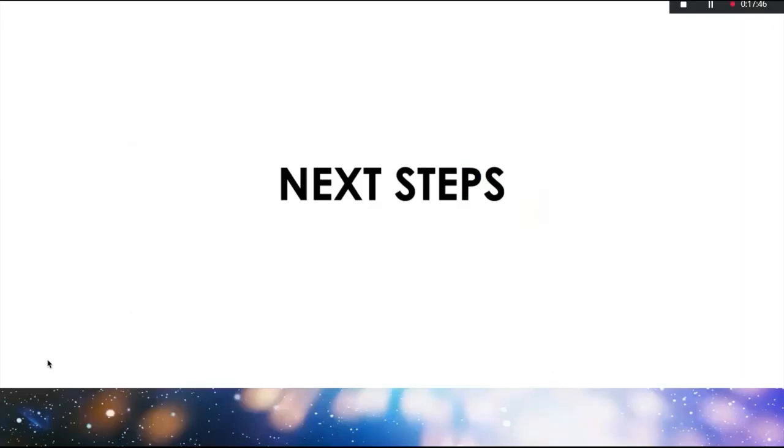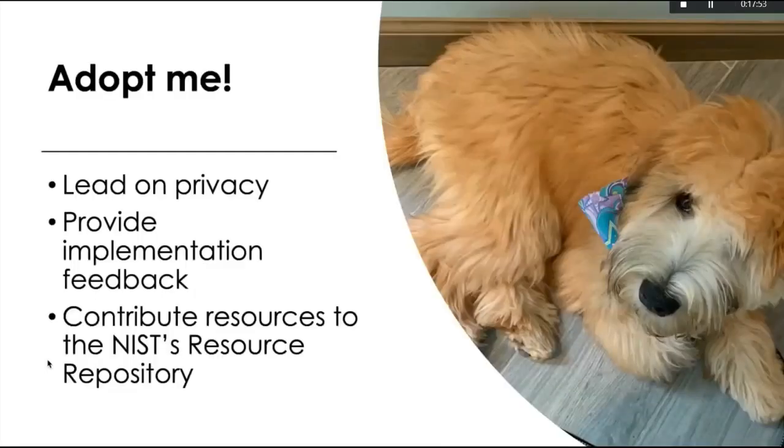Now that we've walked you through the basics of the privacy framework, what are the next steps? Well, this adorable pooch is unfortunately not available for adoption. However, the privacy framework absolutely is, and we hope that your organization will consider adopting our tool. By using version 1.0, you can show leadership in privacy, which is really important to help drive broader adoption. And please reach out to us if you're interested in sharing a quote in support of the framework. We'd love to share your perspective on our website.